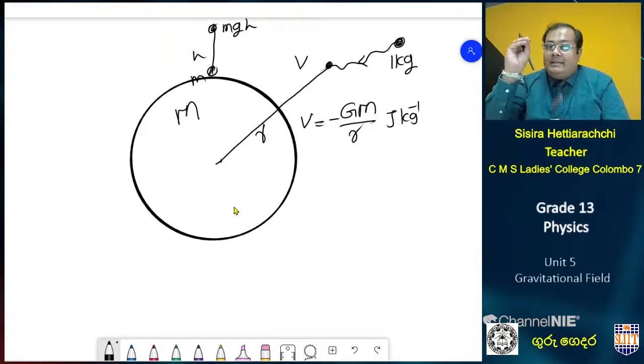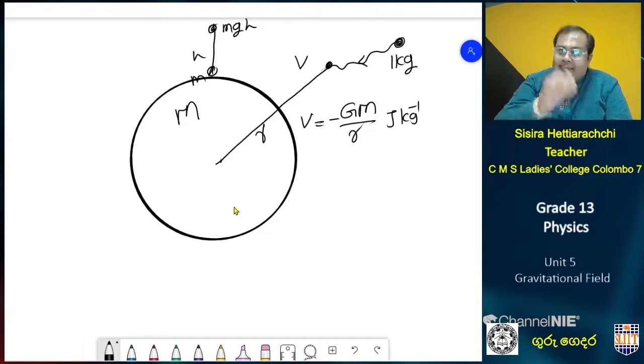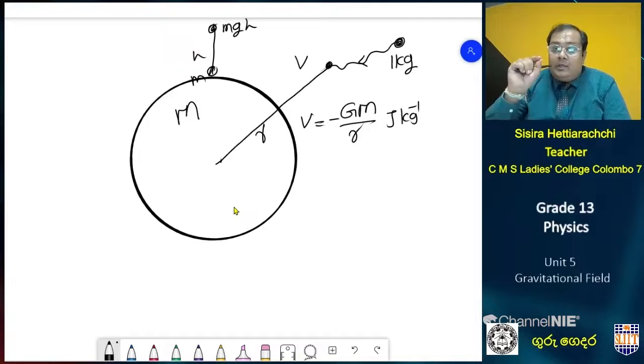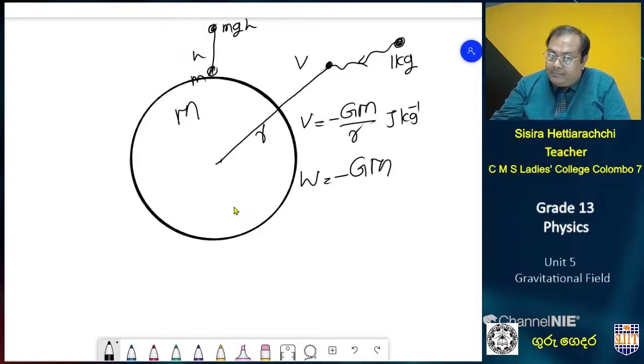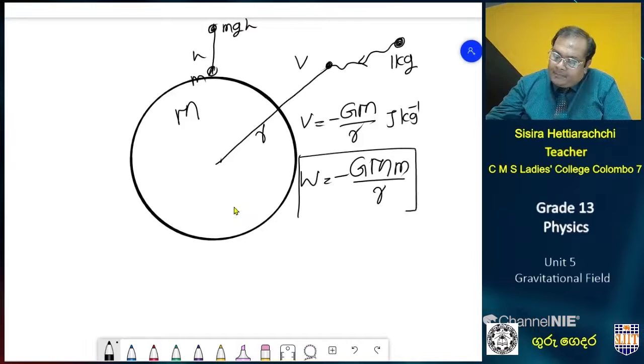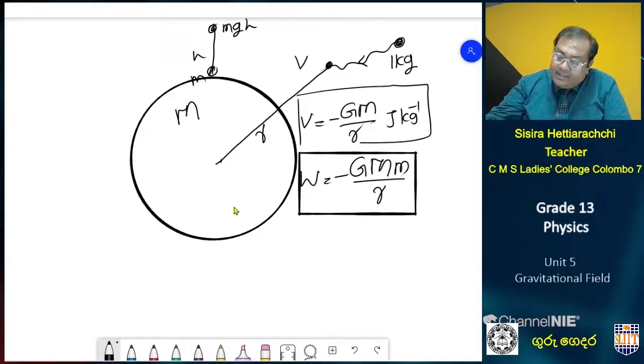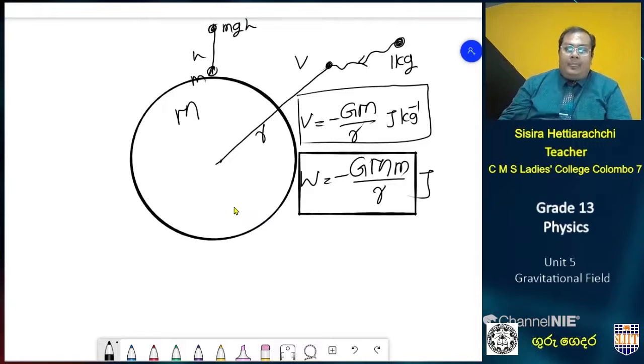What is potential energy? Potential energy means the energy needed to bring any mass. For 1 kilogram, this much. Then how much for m? Very simple. The work done by us is negative: minus GMm over R. You have to remember these equations. They are very important. This one is in joules. Potential is in joules per kilogram, the energy stored in unit mass.